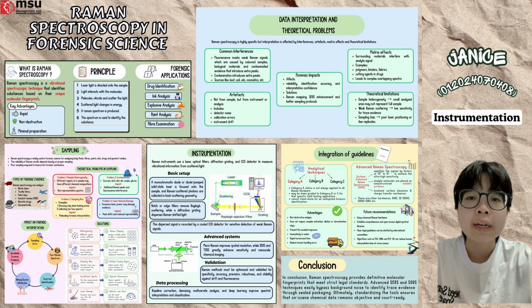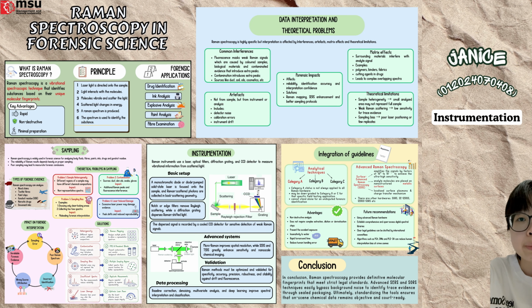When the laser interacts with the sample, most of the scattered light is elastic scattering, but a very small portion is inelastic scattering, and this contains the Raman information that we need. This Raman scattered light is collected, usually in backscattering geometry, and directed into the spectrometer. Inside the spectrometer, a diffraction grating is used to separate Raman shifted light according to wavelength.